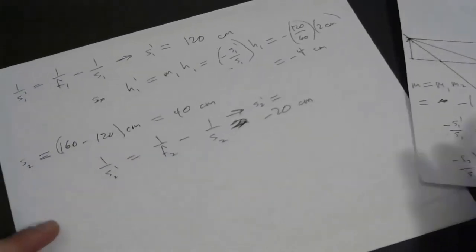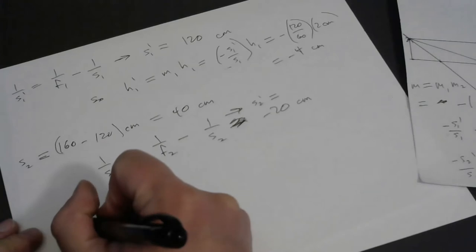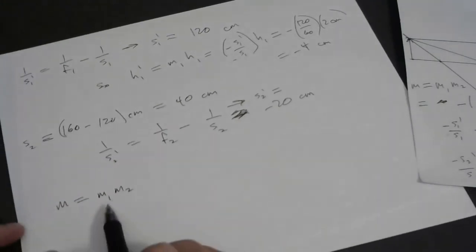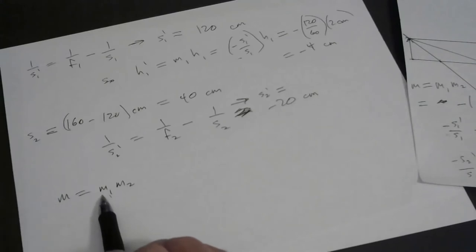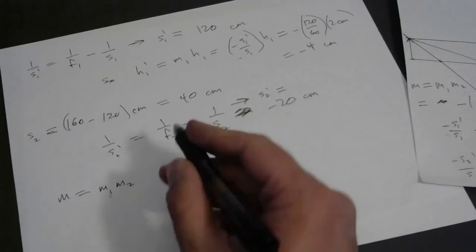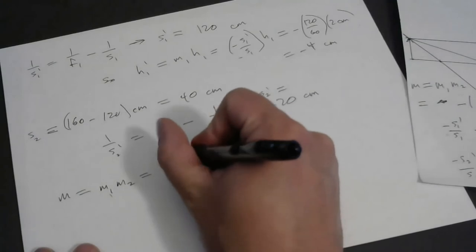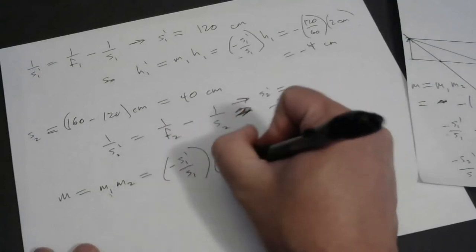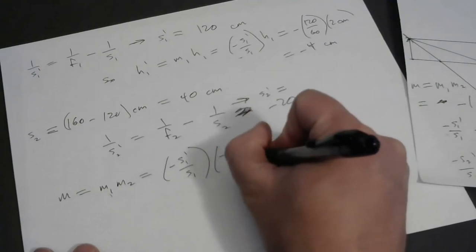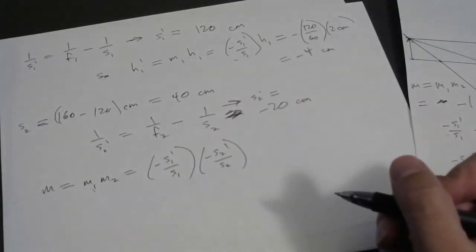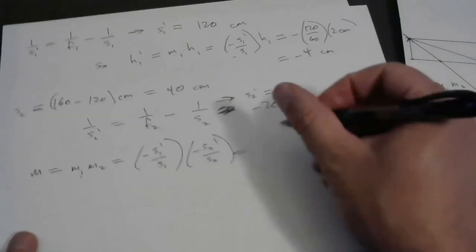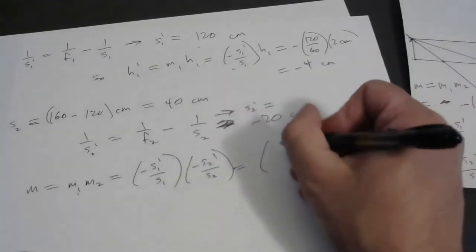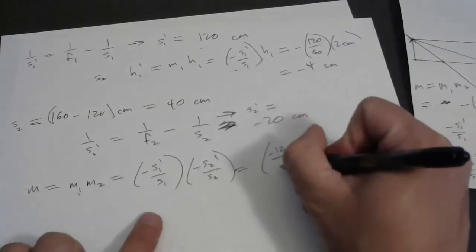And so we'll say this now. The total magnification would be M1 times M2. How much does the first lens scale up your object by? How much does the second lens scale it by? And that would be negative S1 prime over S1 times negative S2 prime over S2. Okay, let's just plug in those numbers. We've got the original image distance was 120 compared to the object distance of 60.